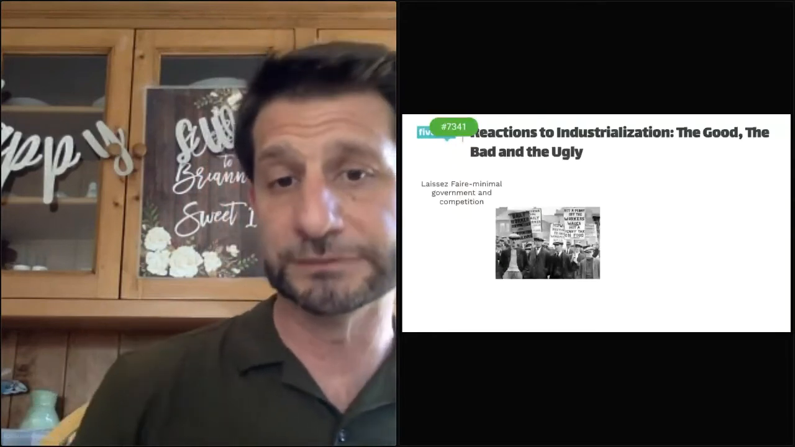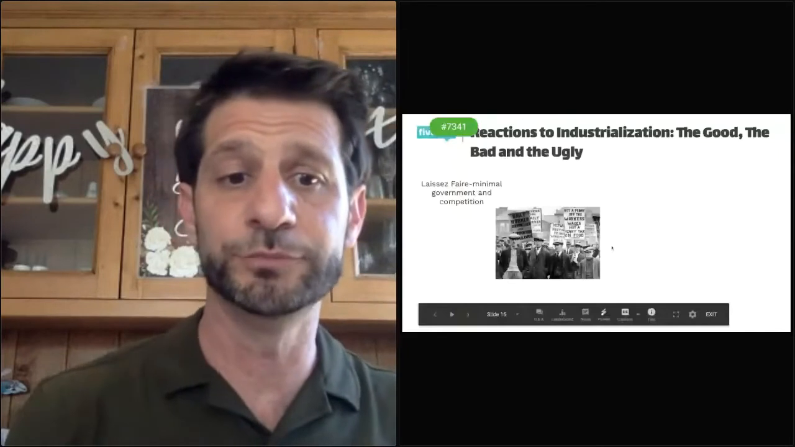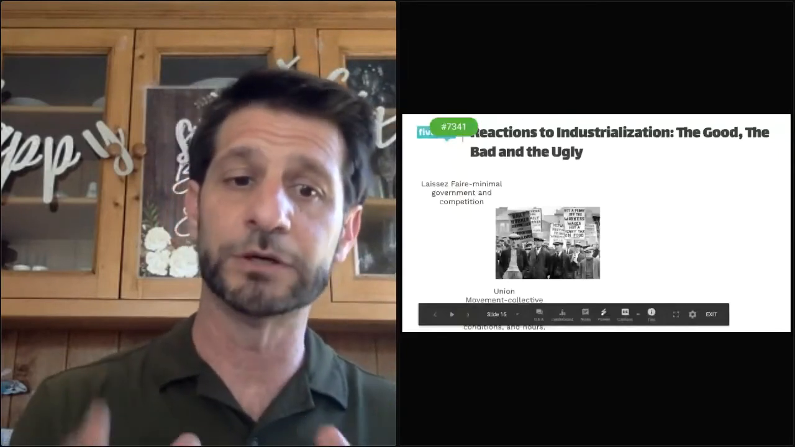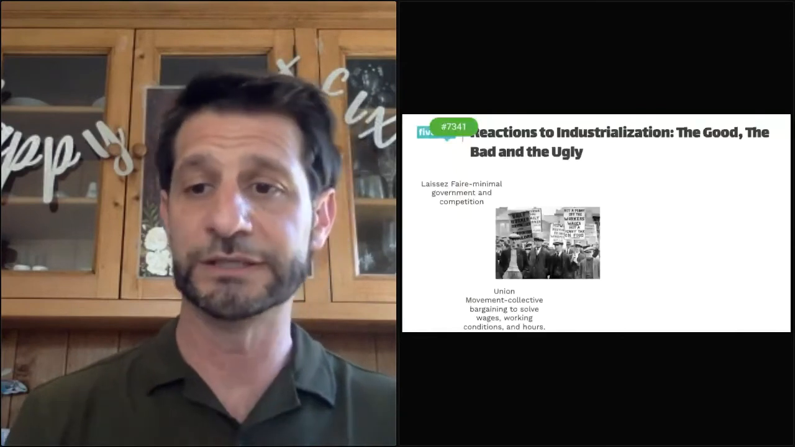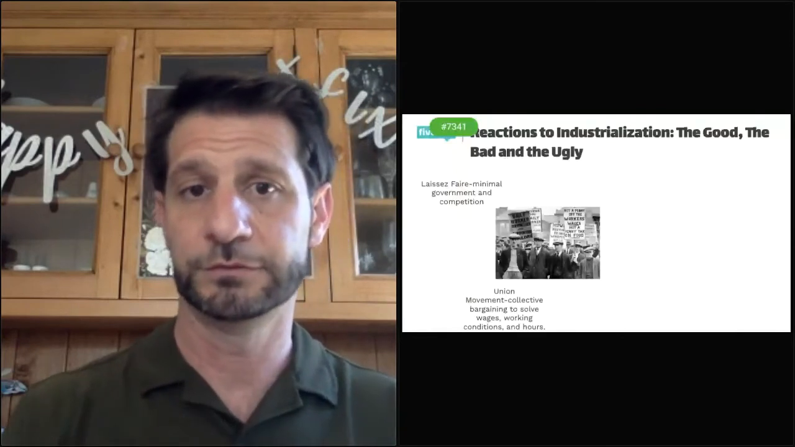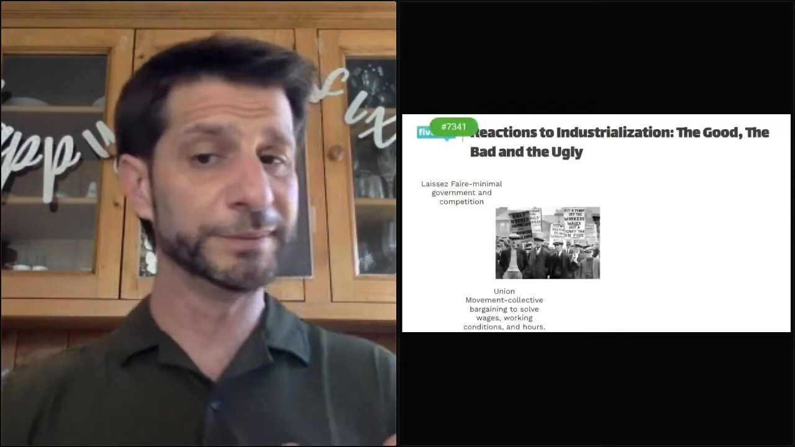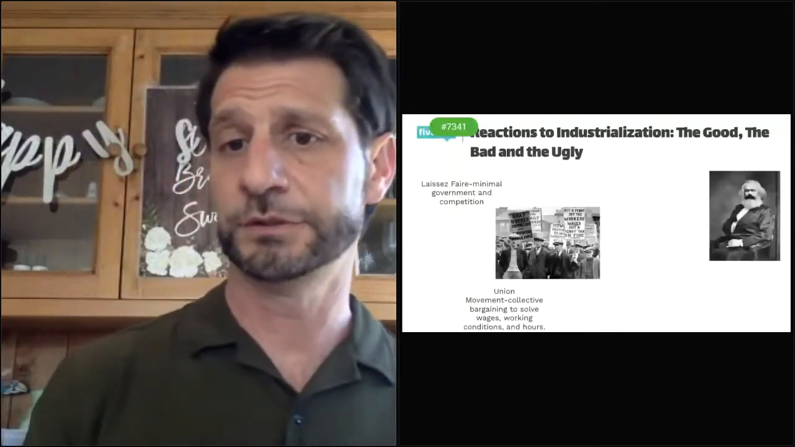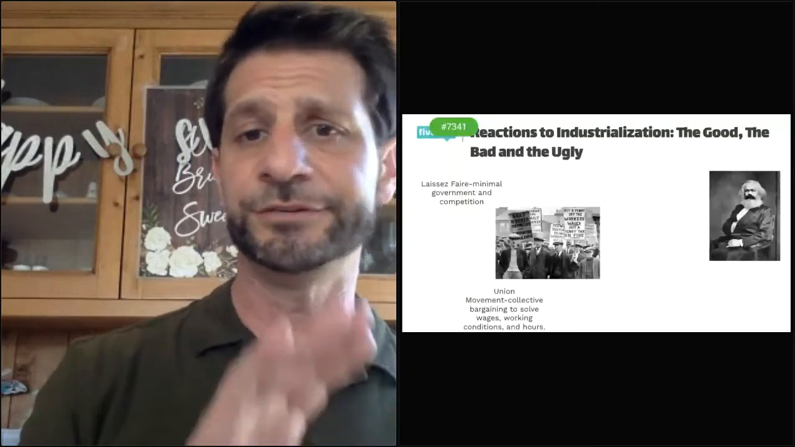And the union movement was basically a movement based on the idea that workers would collectively get together and bargain for things like better wages, better working conditions, and better hours, okay? But there were other people too who advocated for something far more radical. For example, Karl Marx. Karl Marx made the argument that this just did not go far enough.